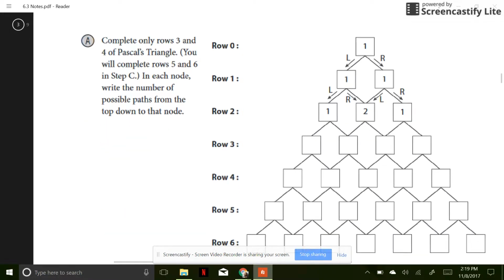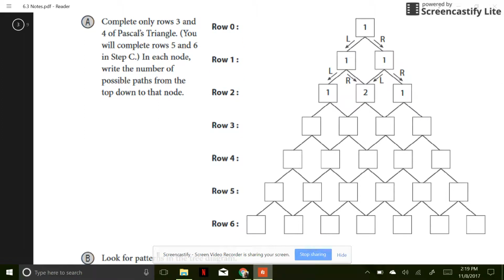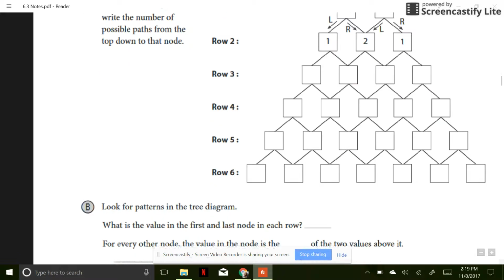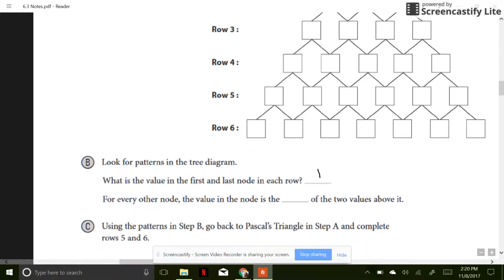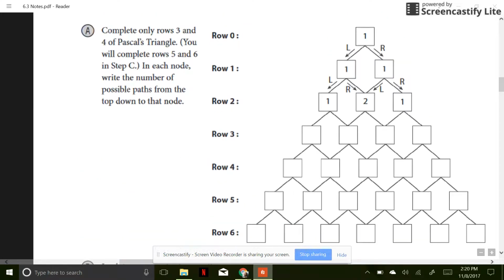Now, the nice thing about Pascal's triangle, as we can see it right here, is even if you don't have it handy, it's pretty easy to draw out because there is a pattern. The pattern is that the value in the first and last node on each row is 1. For every other node, the value in the node is the sum of the two values above it. So if you notice, this 2 here is the sum of 1 plus 1.